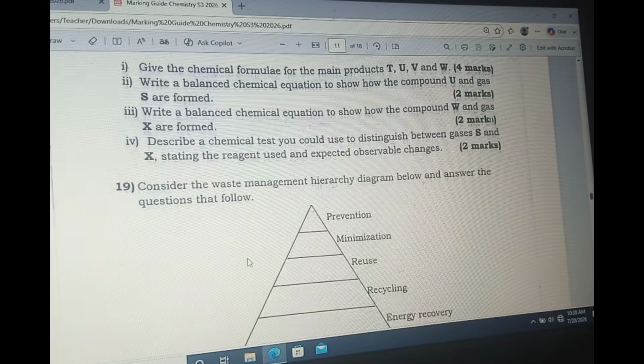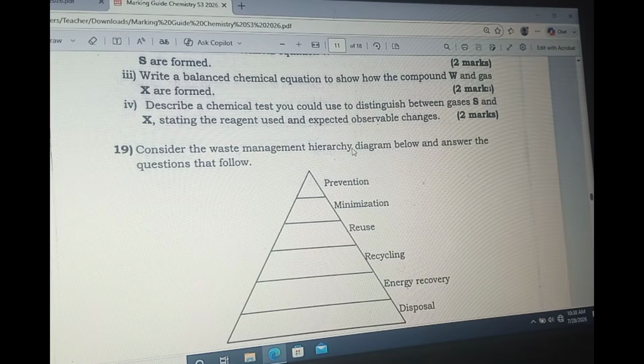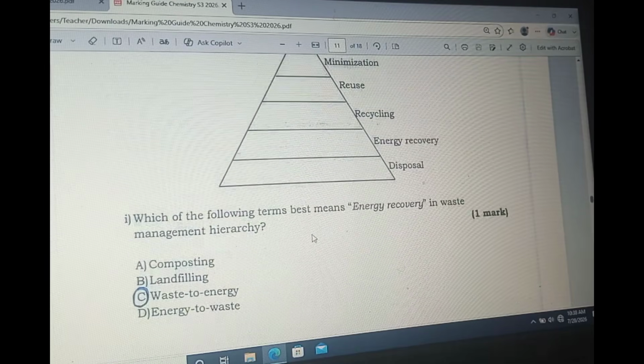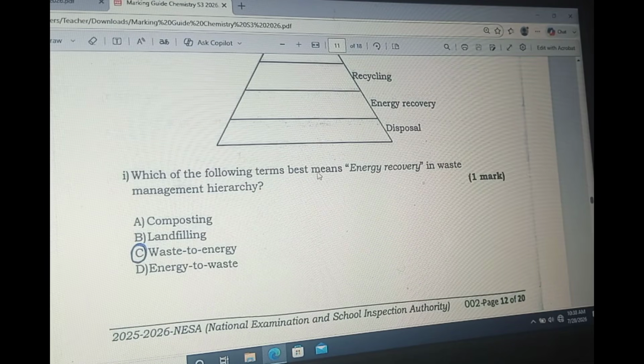Question 19. Consider the waste management hierarchy diagram below and answer the questions that follow. We have prevention, minimization, reuse, recycle, energy recovery, and disposal. (i) Which of the following terms best means energy recovery in the waste management hierarchy? C is the best option, waste to energy.